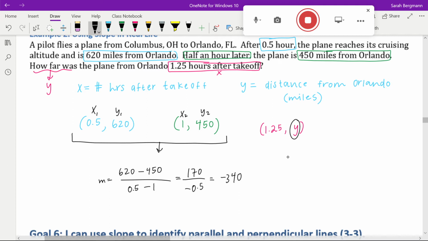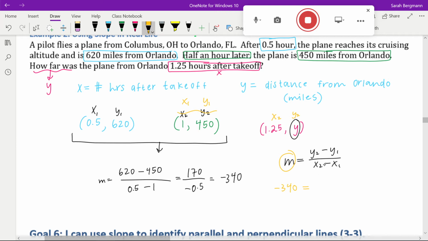So I'm going to set this up. I know that the slope is equal to y2 minus y1 over x2 minus x1. Now I know the slope is negative 340, so I'm going to substitute that in. Okay, this time, I'm going to let this be y2, this be y1. Ignore these from the last problem. And I'm going to let this be x1, y1. So I have x1, y1, x2, y2.